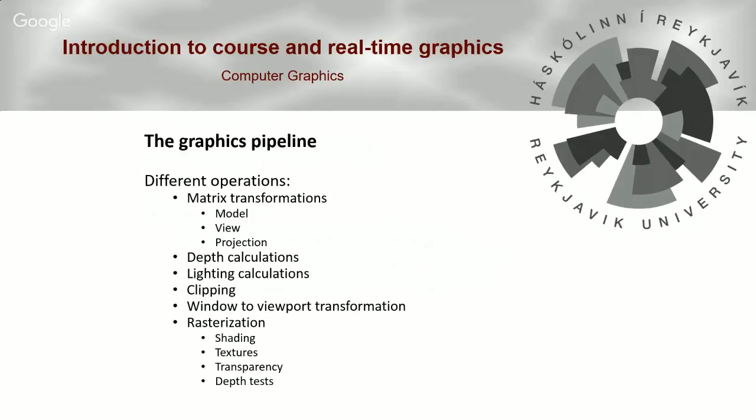After those, we'll probably be around the middle point of the course. Somewhere after 5 or 6 weeks, we'll have looked at lighting calculations, and we'll see clipping, window to viewport transformations, and finally rasterization, which includes shading and texturing and transparency and depth tests and such, where we're actually taking these images out of this three-dimensional continuous world and putting them into the discrete world of pixels that's on our screen.